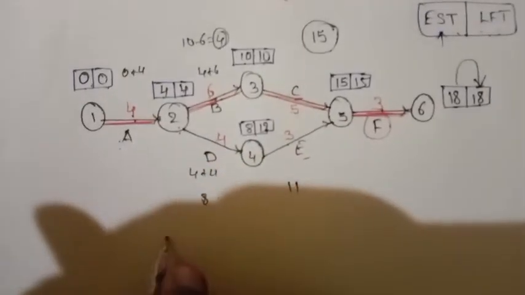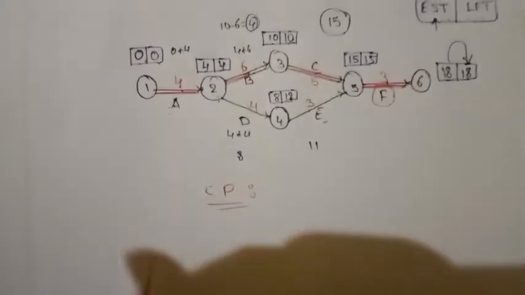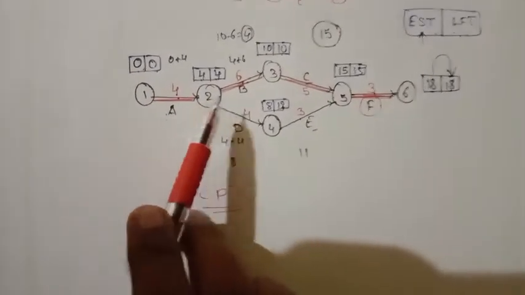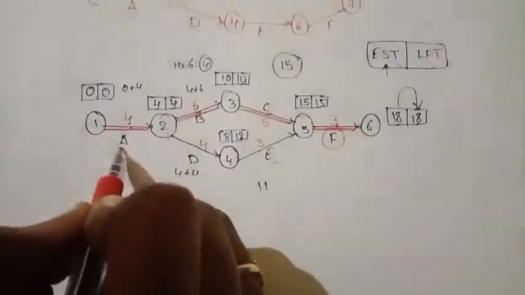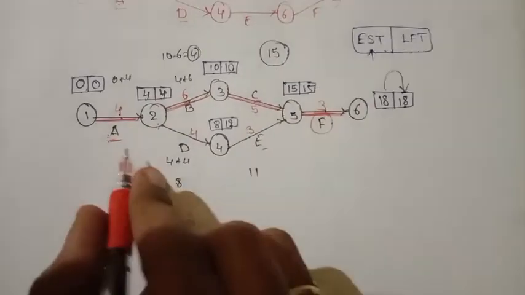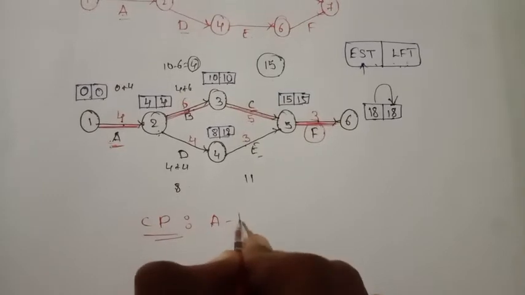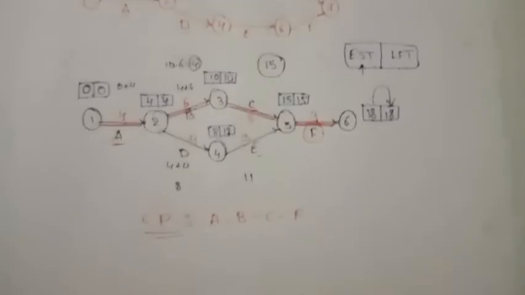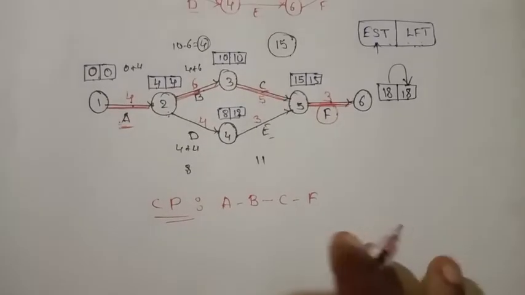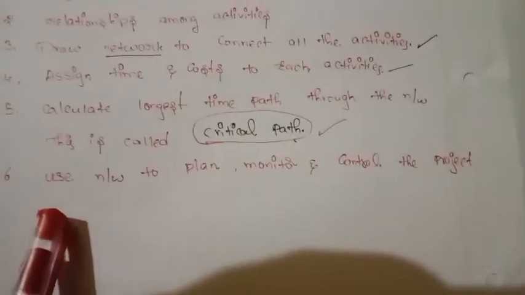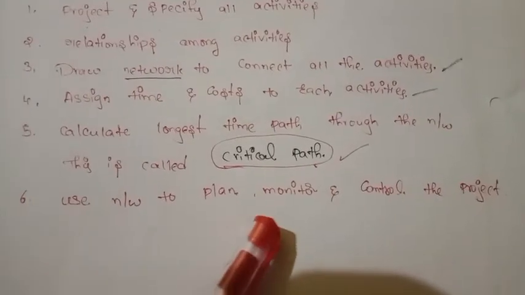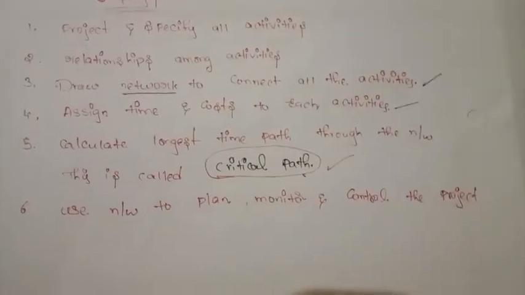What is our critical path, guys? CP stands for critical path, it is 1 2 2 2 2 3. Critical path is the CP representation, guys. Here we are going to write only activities. In the question they have given activities. So here A to B, B to C, C to F. So this is our critical path. Until here the fifth stage is completed, so we have found the critical path also. Now the last stage is use the network to plan, monitor and control the project. After completion of these steps, our final work is totally completed.